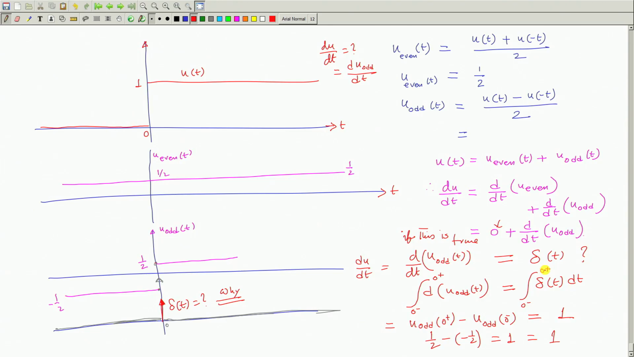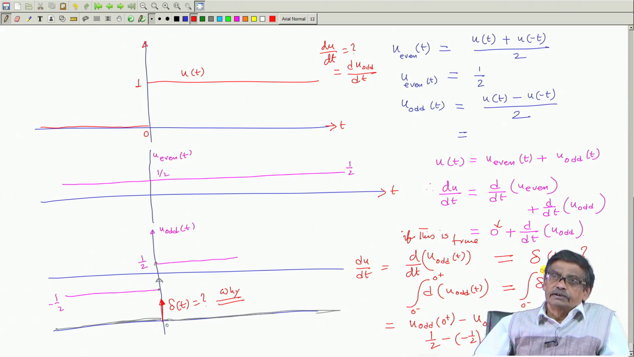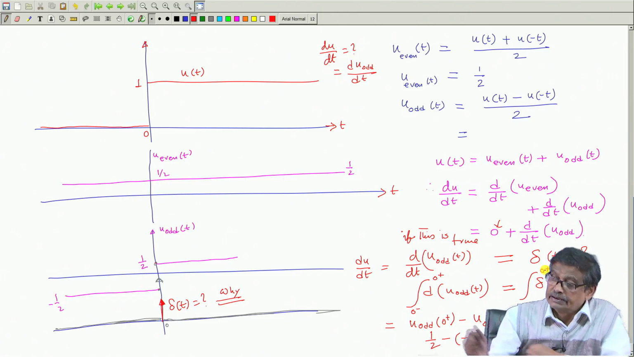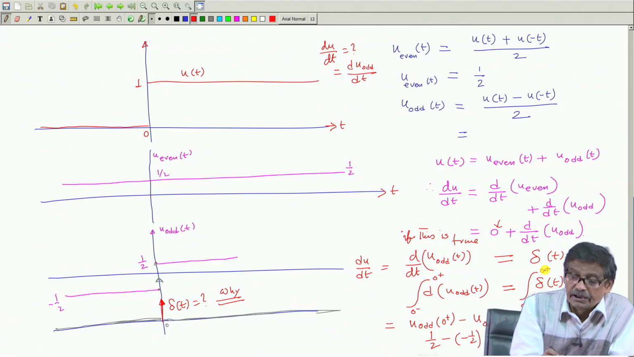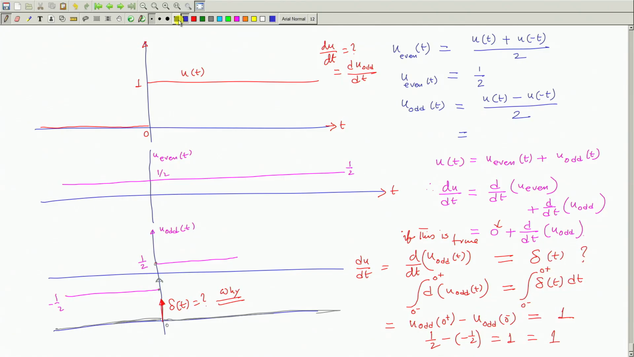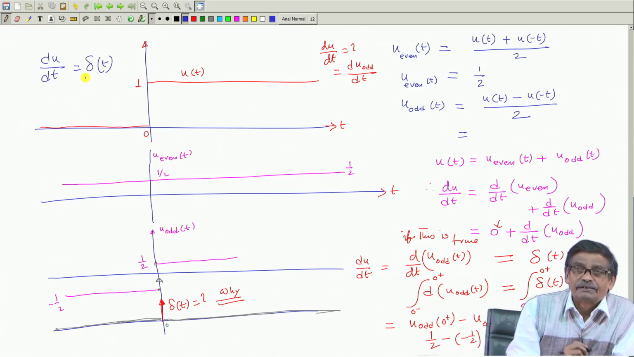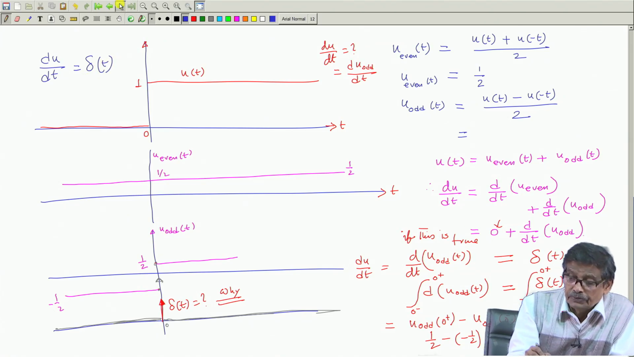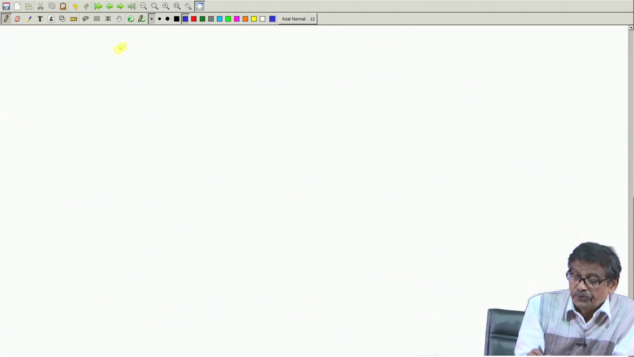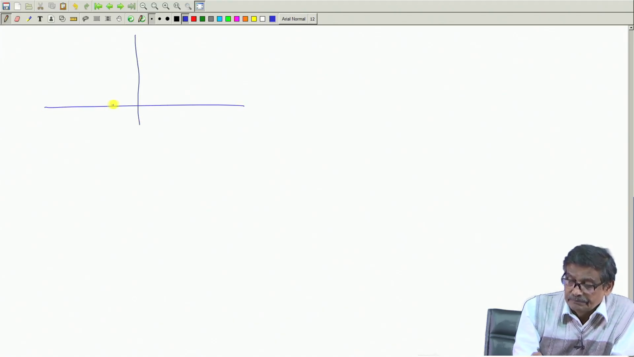Therefore, we say that if you differentiate a unit step function, you will get delta t. So, summary of this whole exercise is du/dt will give you an impulse. So, it was your unit step function here.